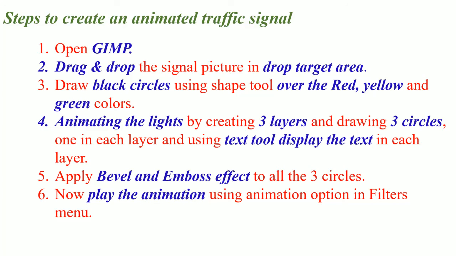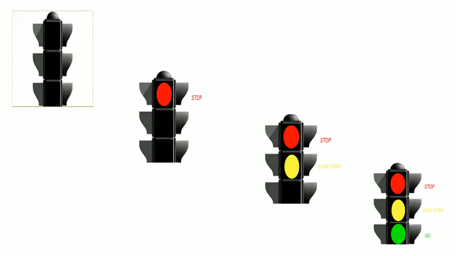So what are the steps you have to follow while creating a traffic signal? First, you open the GIF, drag and drop the picture with the help of the drop target area. First, draw 3 black circles, and add 3 layers with the names red, yellow and green. In every layer I add a text box also with the text stop, get ready and go. Then apply water effects as you wish, and at last you click which menu? Filters menu. In that filters menu, you select animation to see the animated image. So this is the image that I have to do.